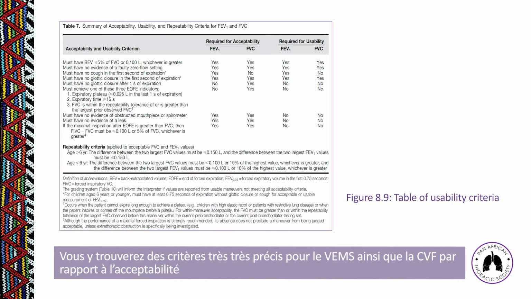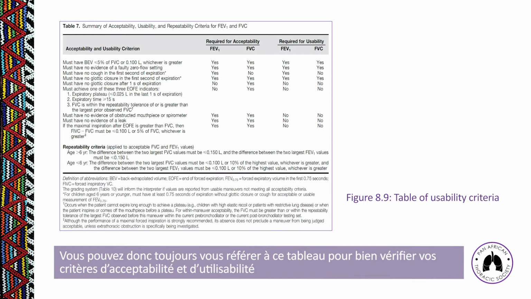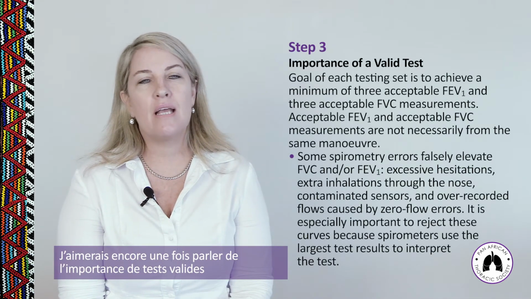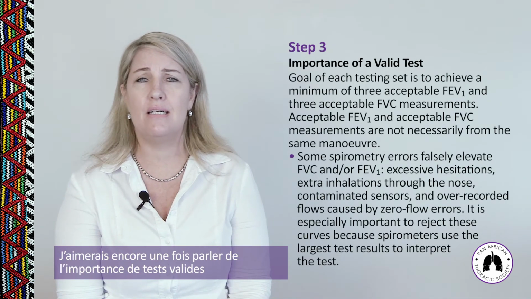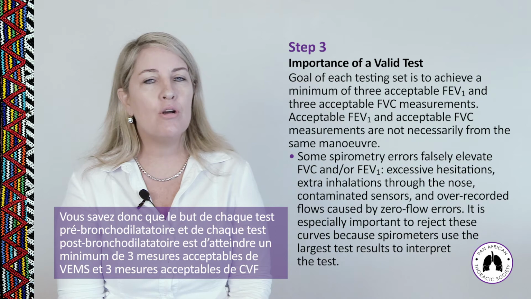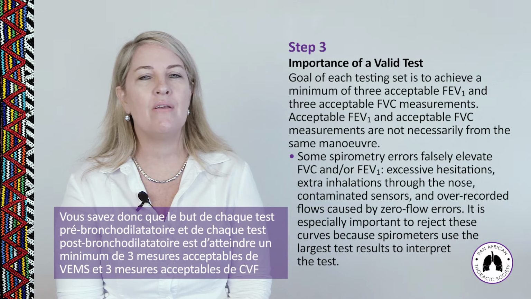There you will see very specific criteria for each of the FEV1 and the FEC for acceptability, and then separately for usability criteria. So you can always refer back to this graph to have a good look at your acceptability and usability criteria. So I'd just like to say a few words again about the importance of getting a valid test. So you know that the goal of each pre-bronchodilator testing set and post-bronchodilator testing set is to achieve a minimum of 3 acceptable FEV1 and 3 acceptable FEC measurements.